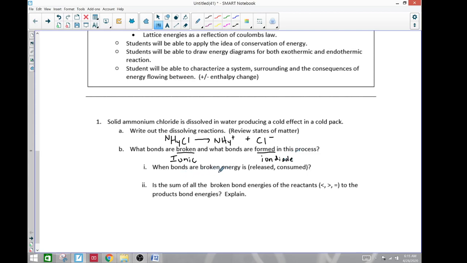When the bonds are broken, is energy released or consumed? Well, to literally separate two items that are connected together, you need to add energy to break that bond. So energy is consumed. Is the sum of all of the broken bond energies of the reactants greater, smaller, or equal to the bonds of the product? Okay, now in this case, because it's cold, we're putting more energy in.